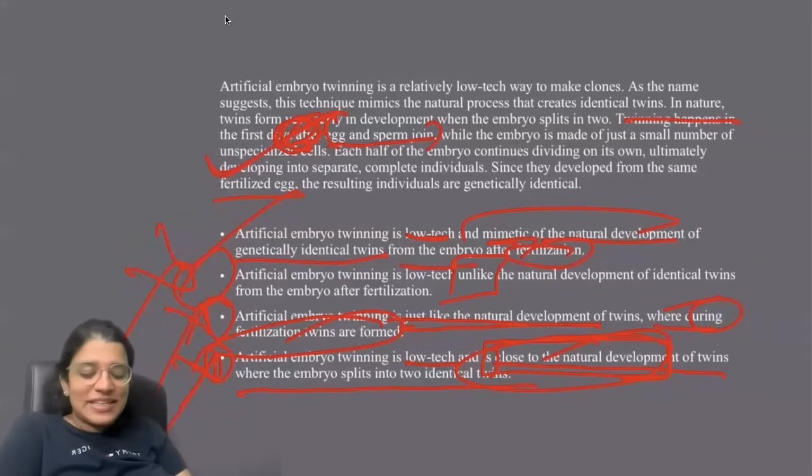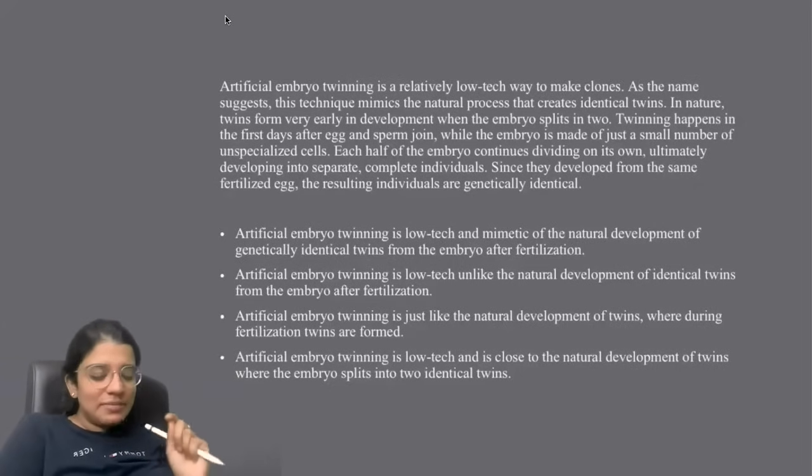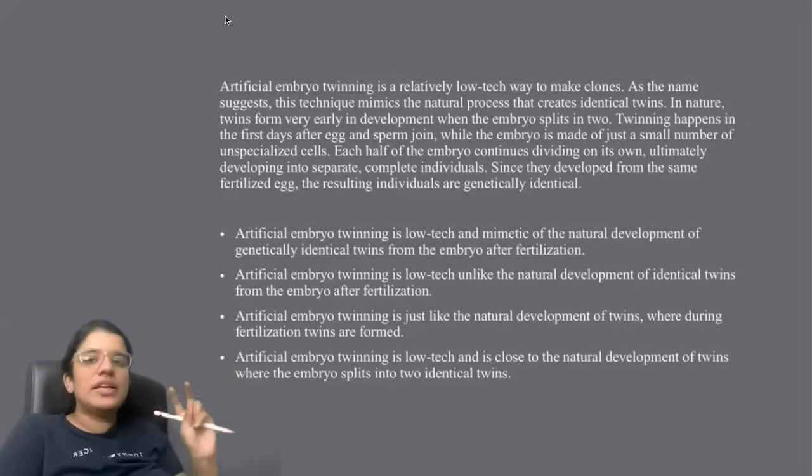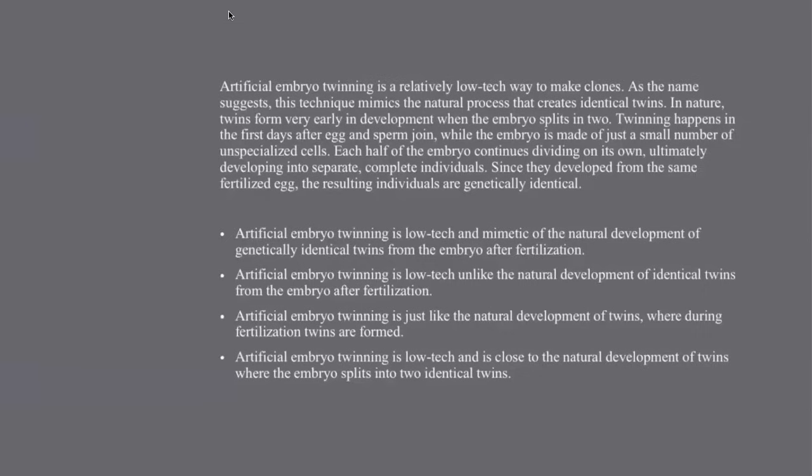Right, so I hope this is clear to all of you. Option D was eliminated because there's a difference between mimicking something and being close to something. C was eliminated because it says during fertilization twinning happens, which is absolutely wrong according to the passage. Twinning happens after egg and sperm join, which means after the fertilization process. I hope this is clear to all of you. Can I please have a yes in the chat box if this is clear? A yes please from all of you, especially those whose answers were wrong.